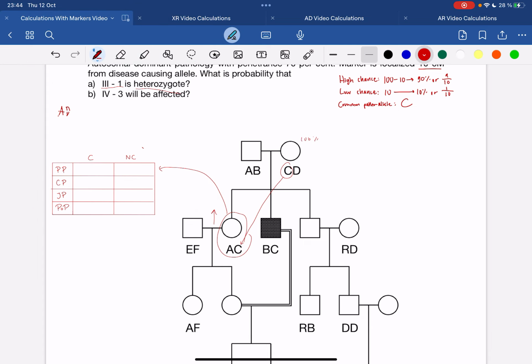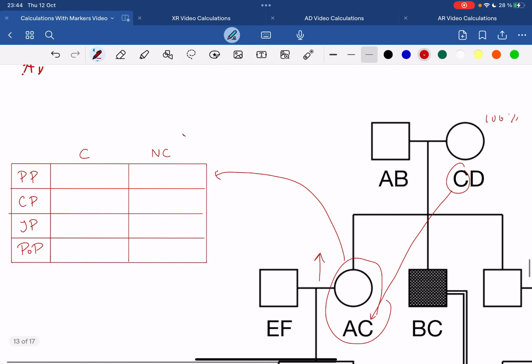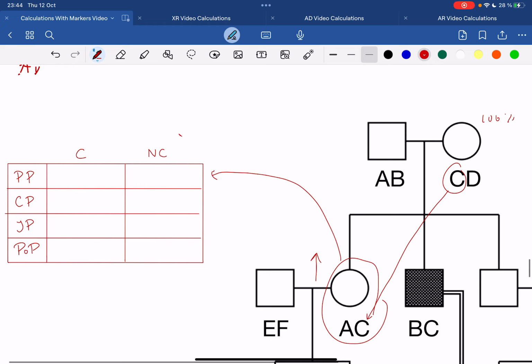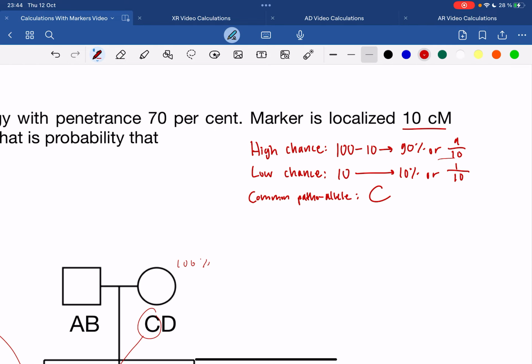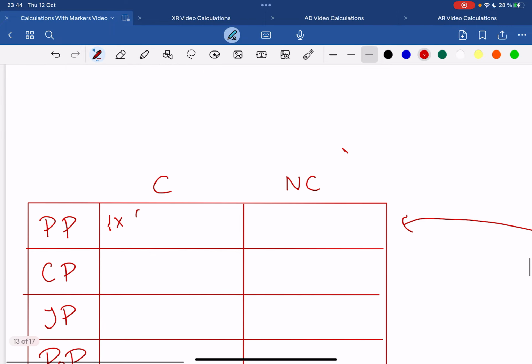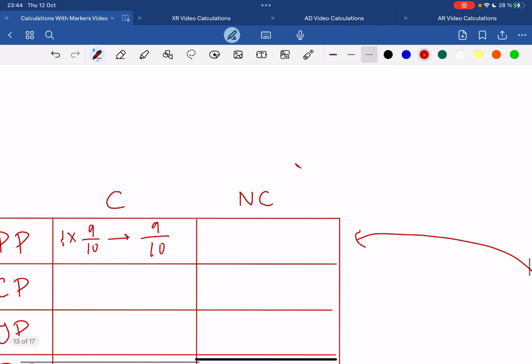Color in red. So for the carrier prior probability, it's going to be the mother's chance, or the parent's chance, to be a carrier, which is 100%, times the high or low probability. And because this parent has the pathogenic marker, there's a high chance, therefore it's 9 out of 10 here. For non-carrier, it's just 1 minus 9 out of 10, which is equal to 1 out of 10.